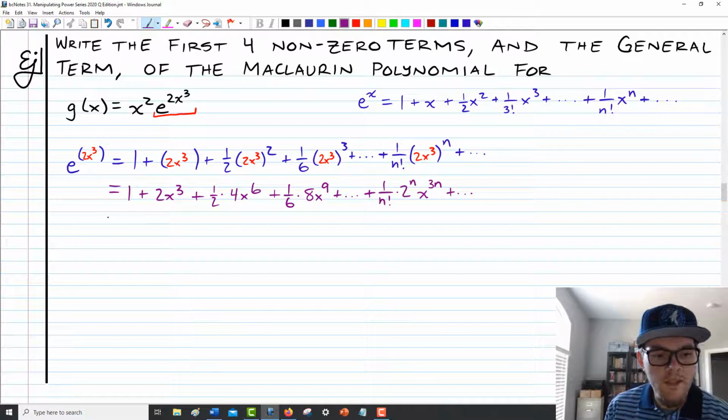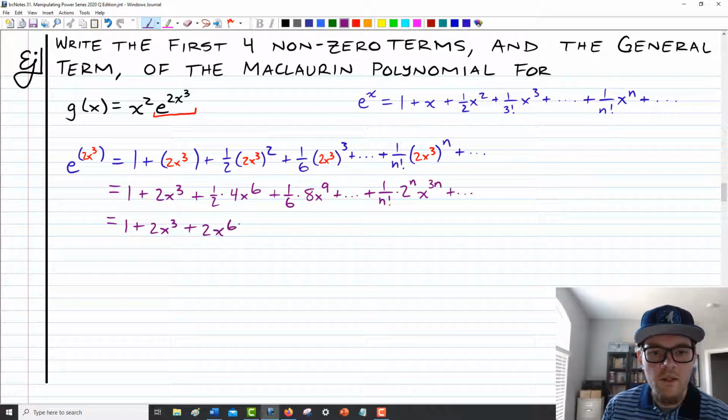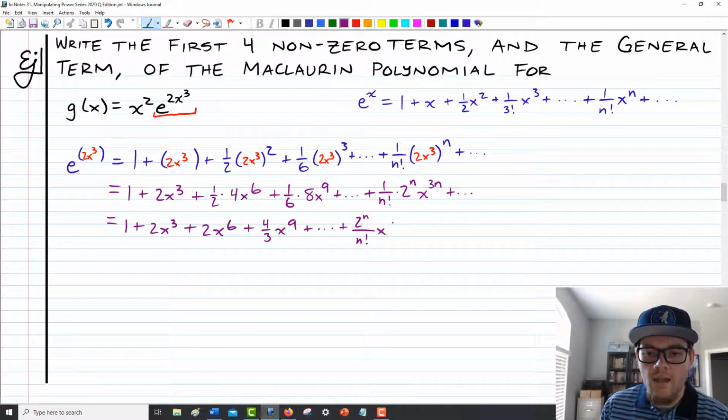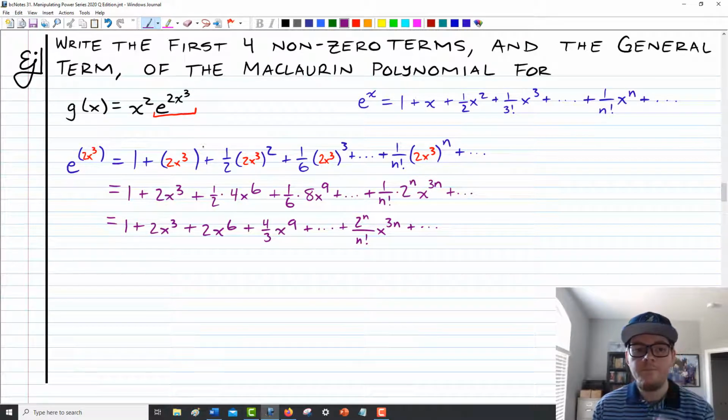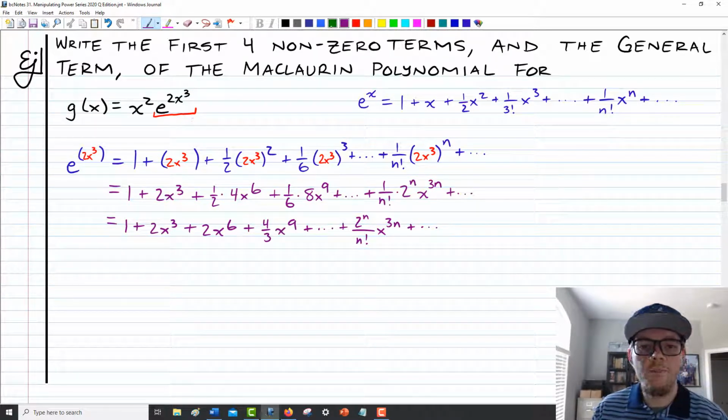Of course, we can clean this up, and I'm going to, because I'm not one of those people who doesn't like to simplify. That's 2x to the 6th. This would be plus 4/3 x to the 9th. And then, as we said, we'll have plus 2 to the n over n factorial x to the 3n. There it is. Okay, so there's our work. That's only, though, the red portion up there. So that's only done the second part.